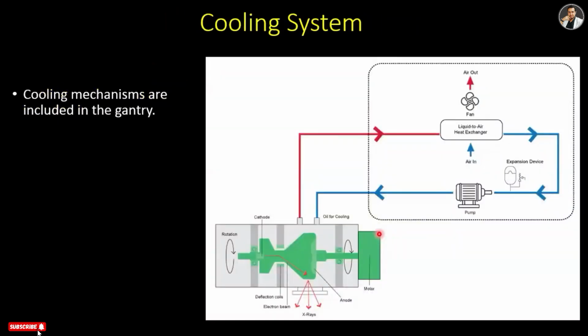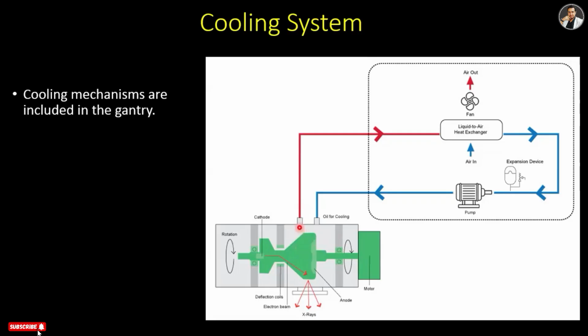There is another cooling system, which is a cooling system for cooling the X-ray tube. The cooling mechanisms are included in the gantry. If we consider the cooling system, this is an X-ray tube. If this is an oil cooling system, then there is oil around the X-ray tube. To cool the tube, heat is absorbed from the X-ray tube by the oil. After the heat is absorbed, the oil circulates in the system.